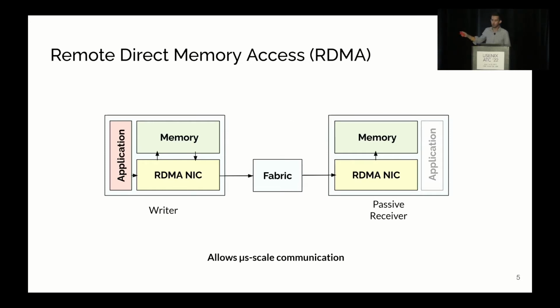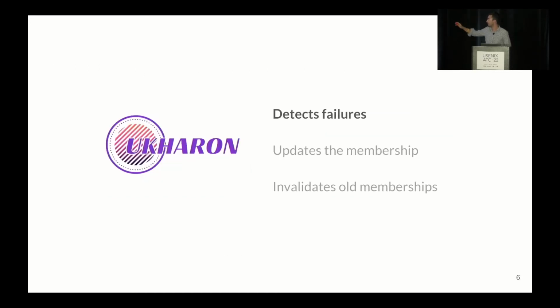So now that we have an overview of RDMA, we can go back to uKharon itself. The first task that uKharon has to do is to detect failures very fast.